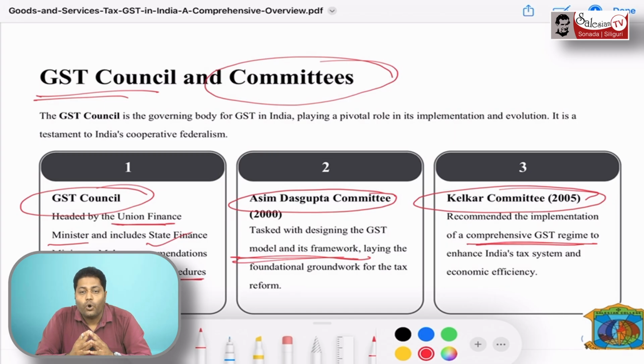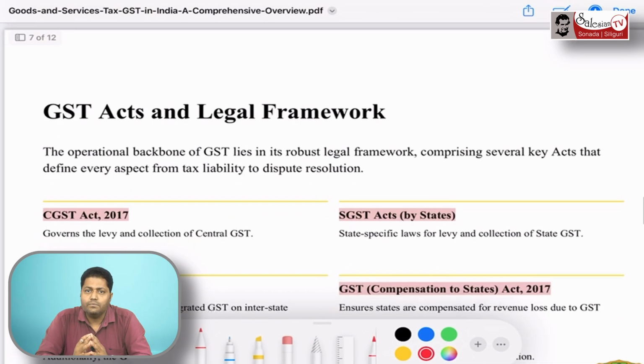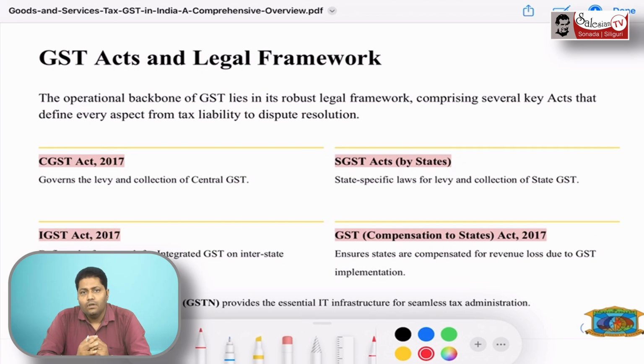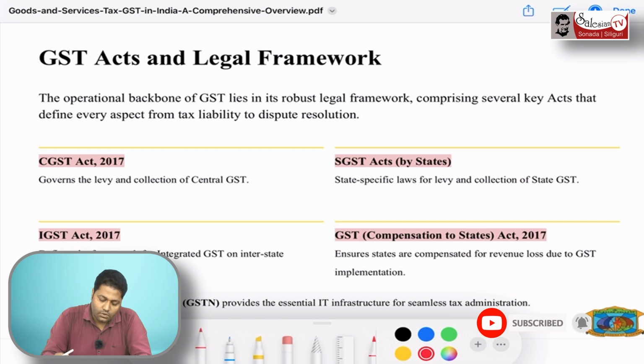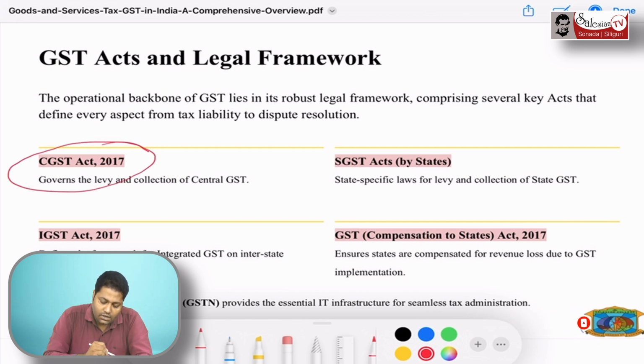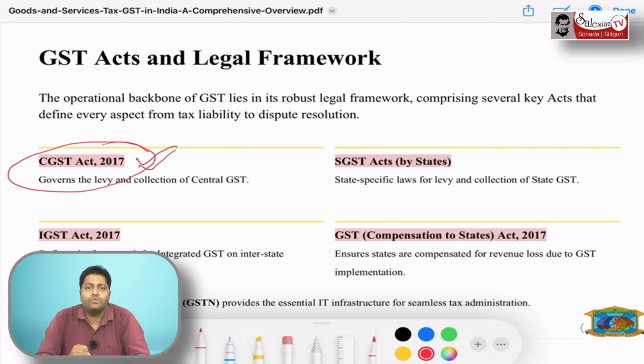That means if that body is there and all the finance ministers are there, they will make the rules in a proper way. Next, in our parliamentary system, whatever tax regime or system we are seeing should be passed by the parliament. If it is passed by the parliament, we call it an Act. Now which Act is going to govern the GST system? Because without an Act, nothing will come under jurisdiction. So that is the CGST Act 2017, which is very important.